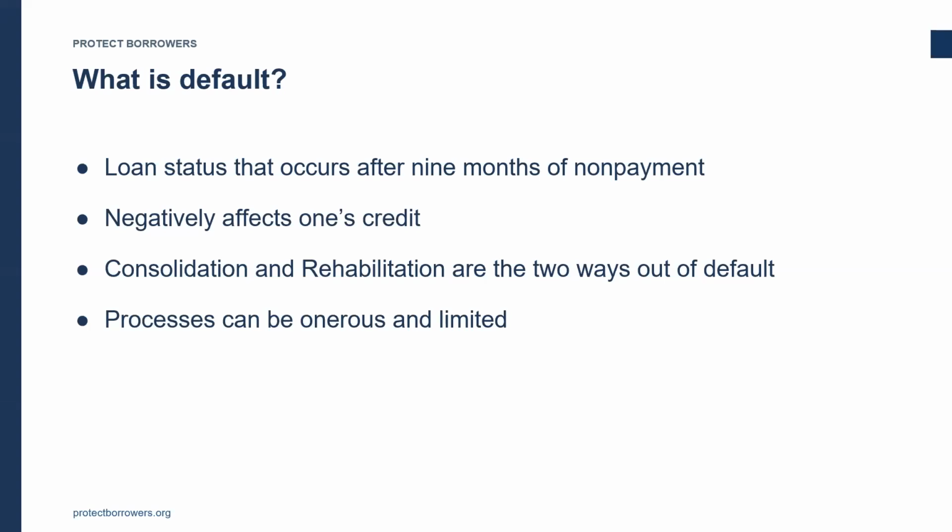To get out of default, borrowers typically either have to consolidate or rehabilitate their loans. Consolidation requires taking out a new loan and can take about a month or so to be processed, and rehabilitation is a 10-month process that can be onerous on the borrower. There is also a limit to the number of times a borrower can consolidate or rehabilitate their loan. The Fresh Start program is meant to be a quicker, easier way out of default.